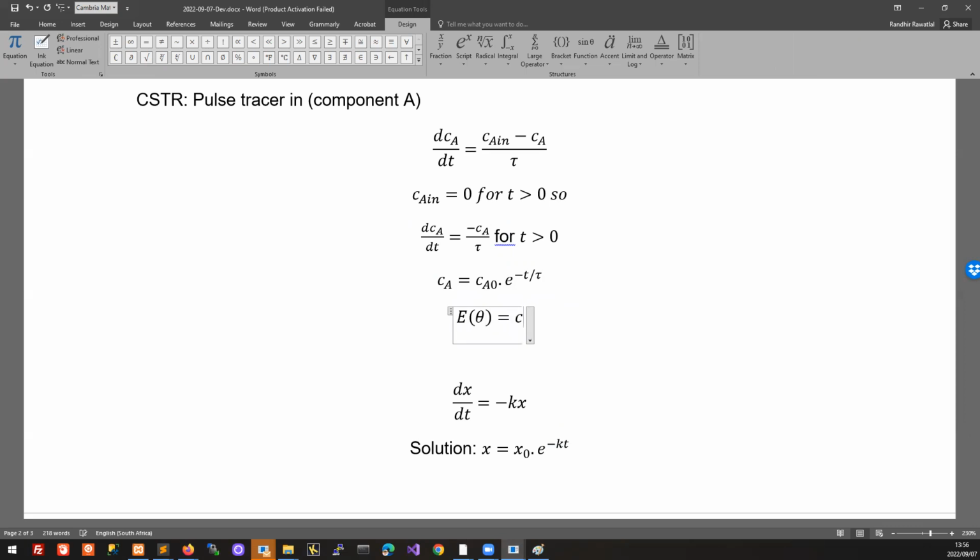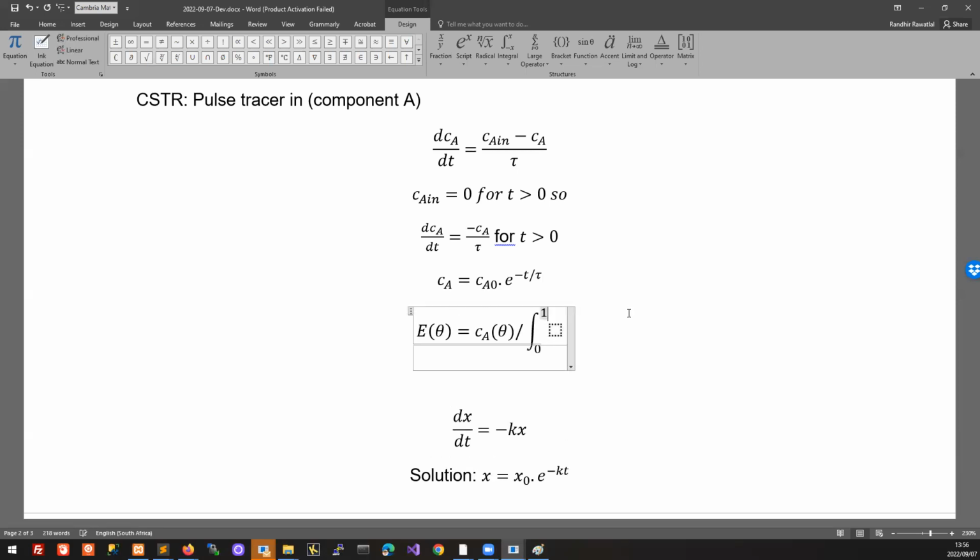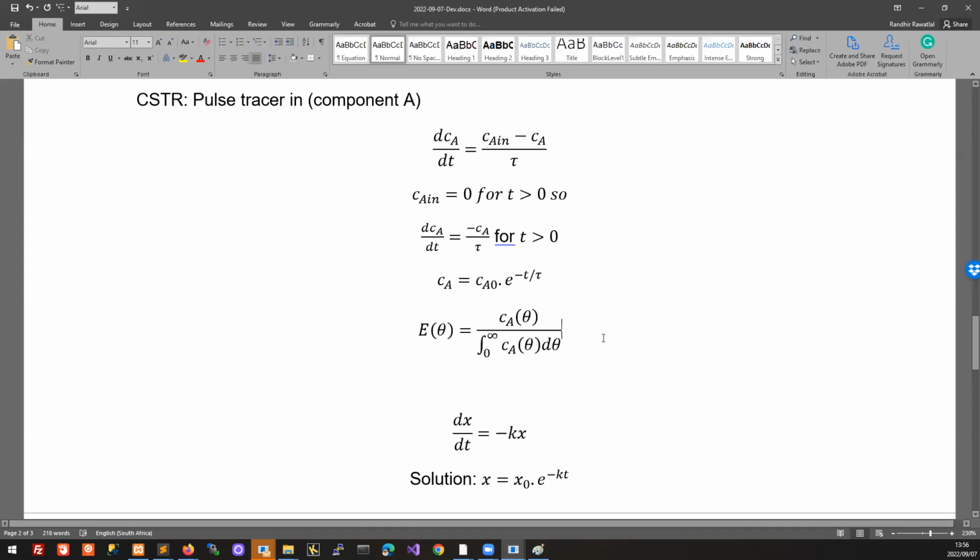what we get if we take the concentration of salt, so Ca of theta, and divide it by its own integral. So, and that's integrated over all possible values. So this is infinity. So this is Ca of theta in D. Keep forgetting to do it. Okay, so that was the expression we had before.